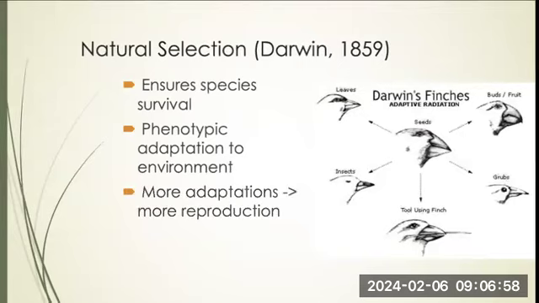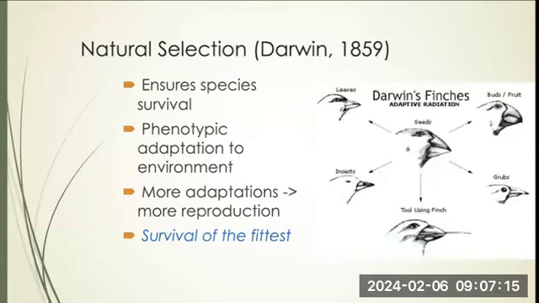So the more adaptations a species can make to survive the environment, the more that increases their likelihood of living longer and being able to reproduce. And that's really what Darwin was highlighting, that those are our main purposes.